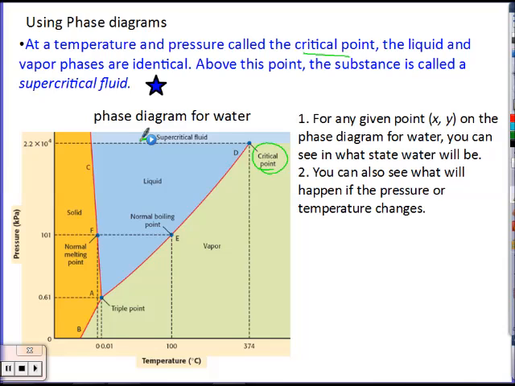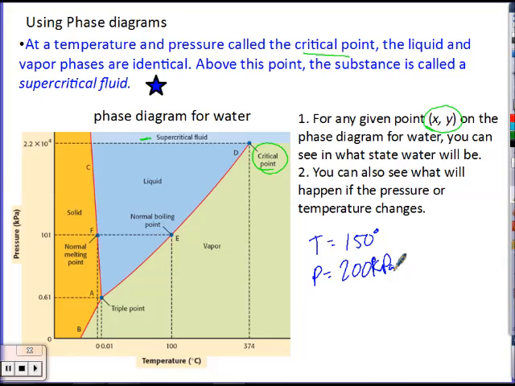You can use our phase diagram if you're given a point and somebody asks you, what is the state of this? If I gave you a temperature of 150 degrees and a pressure of 200 kilopascals, and I ask you to figure out what phase am I in.